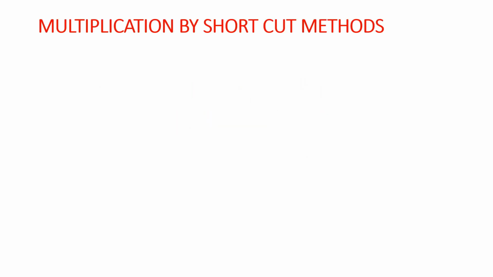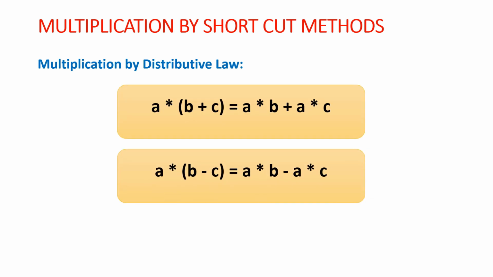Let's start our video with multiplication by shortcut methods. Under this topic, first we are going to see multiplication by distributive law. For this topic, we have to remember these two formulas. The first formula is a into (b plus c) is equal to a into b plus a into c. We are just expanding this equation.